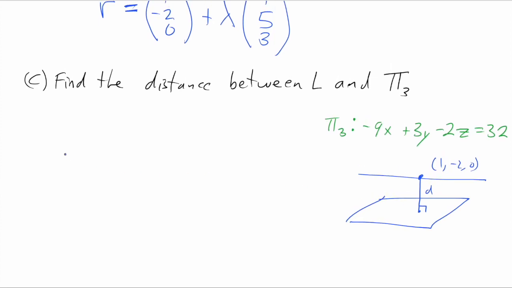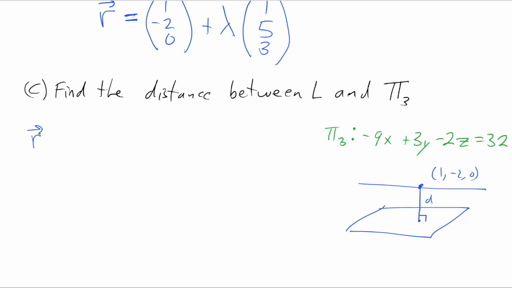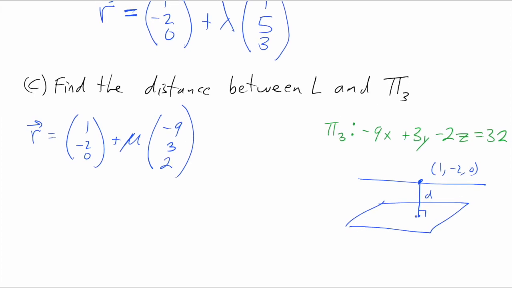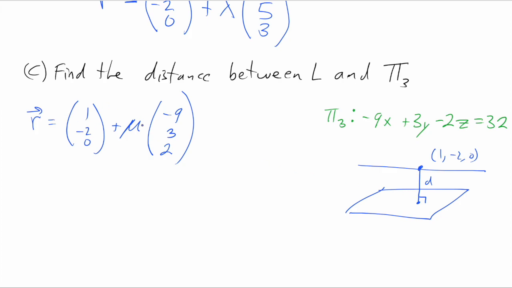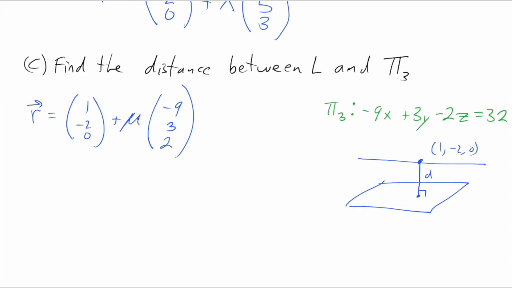So that's pretty straightforward, actually. This line is, let's call it 1, negative 2, 0, plus, and we used lambda before, let's use mu for this one. It's going to be in the direction negative 9, 3, negative 2. So that's this line right here. Okay, we want to find the particular value that will generate this point. Any point on this line can be represented in this form. We can take a point on this line and substitute into the plane to figure out what value of mu will give you that point right there. I think I said t earlier, but we're looking for mu, right?